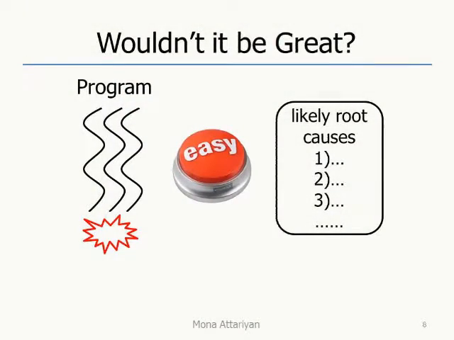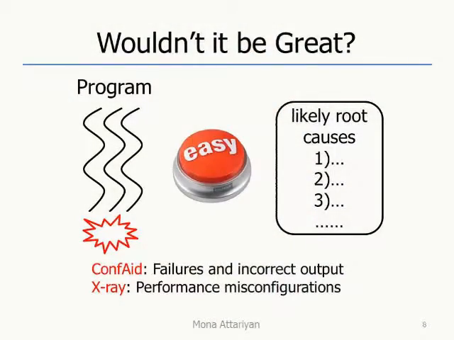So how about I give you an easy button? And what it does is that when your program is not working, it would give you a list of potential root causes. And what if almost always the first couple of root causes that it gives you are actually accurate and are actually correct? That's exactly what ConfAid and X-ray do. ConfAid gives you this list for misconfigurations that lead to failures, and X-ray does that for misconfigurations that lead to performance problems.